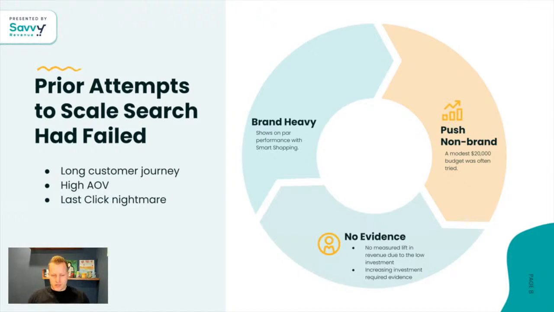Their product is a high AOV, around a couple of $1,000s, and so there's a long customer journey. They have a lot of heavy last click or last interaction media running. So they have branded search, they have organic, they have email, and their biggest channel is affiliate, which is heavily, heavily, heavily focused on those last click buyers.